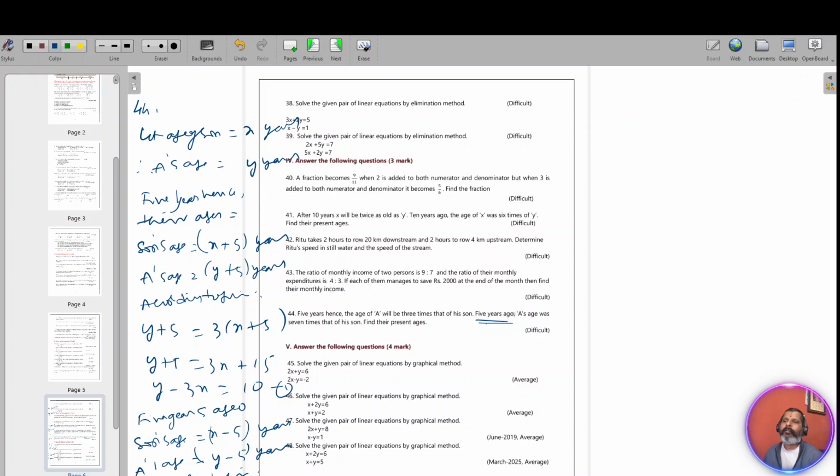According to given, 5 years ago, their ages were x minus 5, y minus 5. A's age was 7 times that of his son. Means A's age is what? Y minus 5. 7 times that of his son, x minus 5. Open and simplify, keep it in a standard form. So I'll take y minus 7x equal to minus 35 plus 5 is minus 30. Okay.